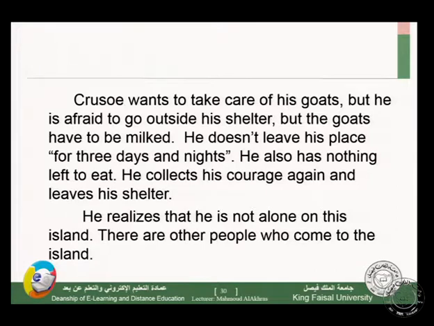He collects his courage again and leaves his shelter. He realizes that he is not alone on this island. There are other people who come to the island. So he discovers that he is not alone on this island.